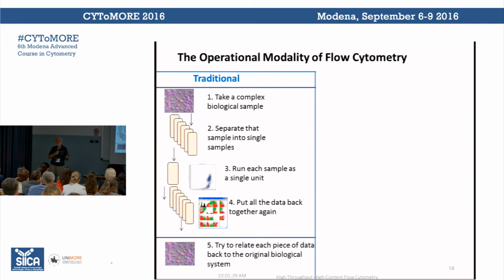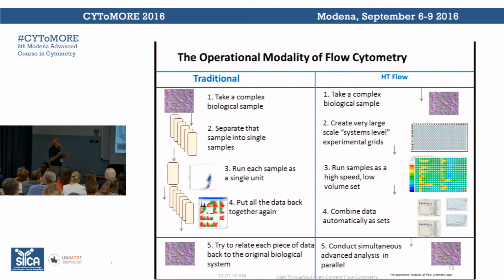Now, high content, or high throughput rather, is not much different. It just is that we take the same biological material. If we have systems that can handle big numbers of samples, then we can actually build a bigger experiment. We can do an experiment with 384 wells that if you didn't have a plate reader, you wouldn't do. Because if you did 384 tubes, I don't think anyone would do that.